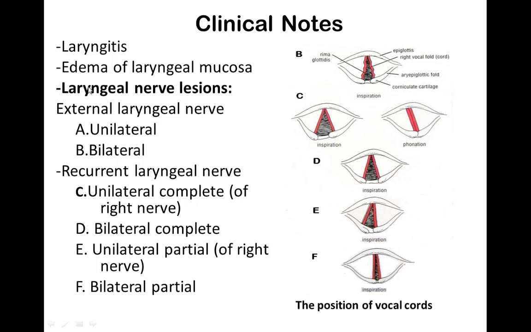And we have the laryngeal nerve lesion, which could be external laryngeal nerve, either unilateral or bilateral. And we have also injury to the recurrent laryngeal nerve, which is unilateral or bilateral, or sometimes unilateral partial or bilateral partial.